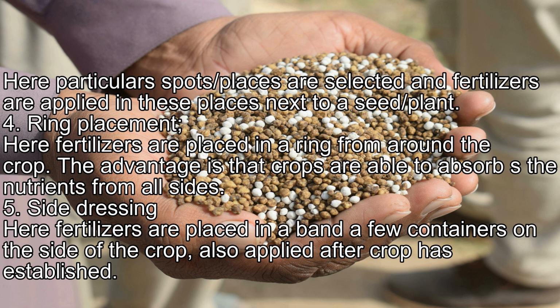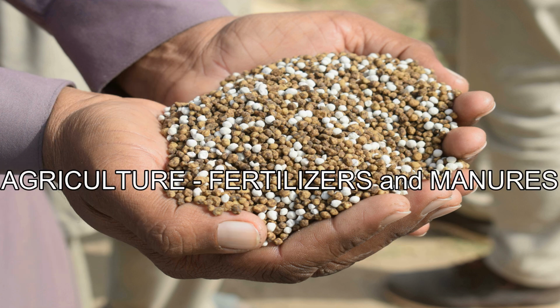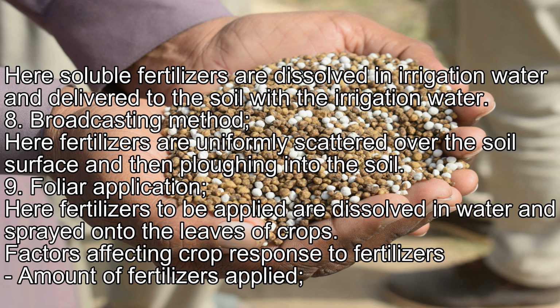5. Side dressing. Here fertilizers are placed in a band at the side of the crop, also applied after the crop has established. Here soluble fertilizers are dissolved in irrigation water and delivered to the soil with the irrigation water. 8. Broadcasting method. Here fertilizers are uniformly scattered over the soil surface and then plowed into the soil. 9. Foliar application. Here fertilizers to be applied are dissolved in water and sprayed onto the leaves of crops.